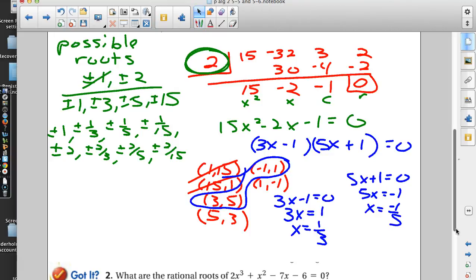Now the other thing I would do is look at that problem. That's going to be worth a lot of points. I mean, look at all the math we did in there. We did possibles, we did synthetic, and we did factoring. That's a lot of points. I would also use Blinky to make sure that my little 2 zero fractions there are right.